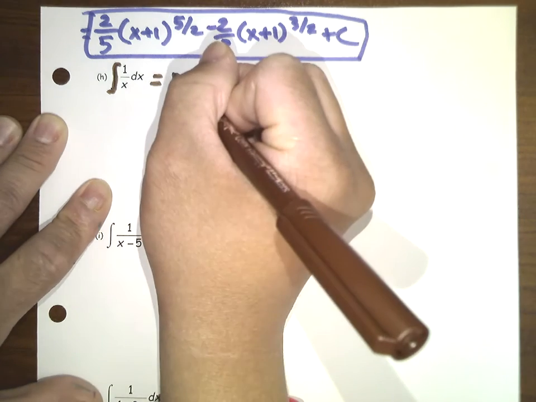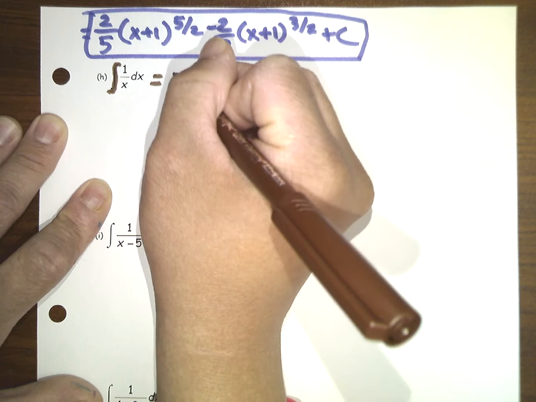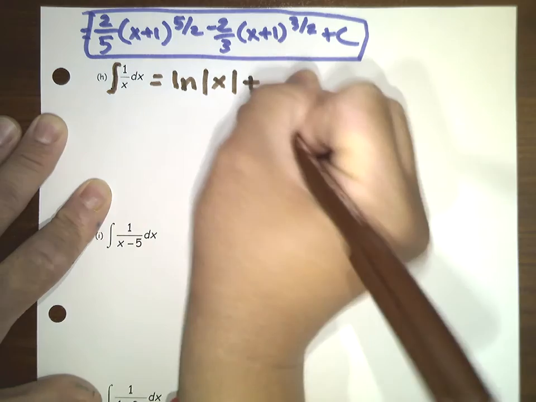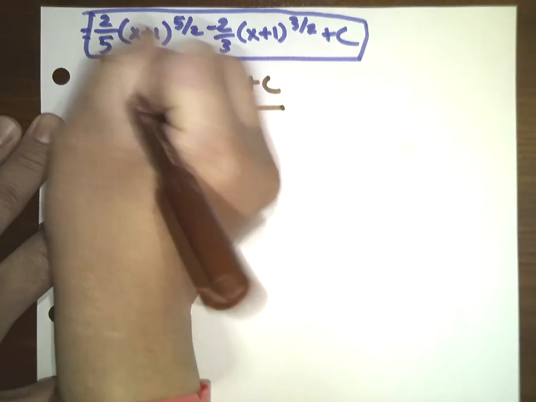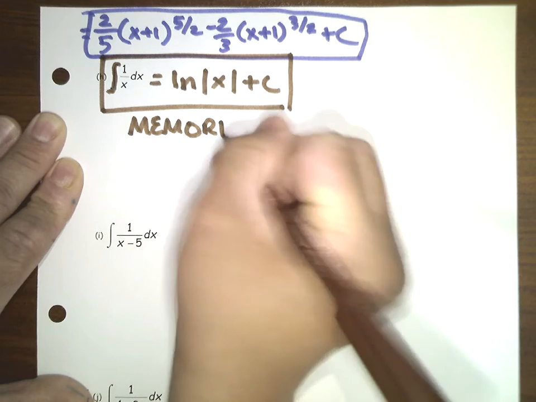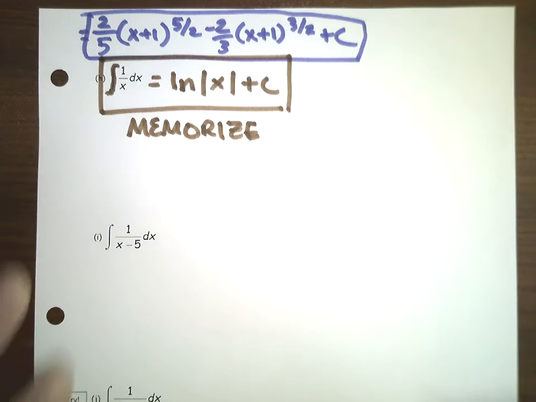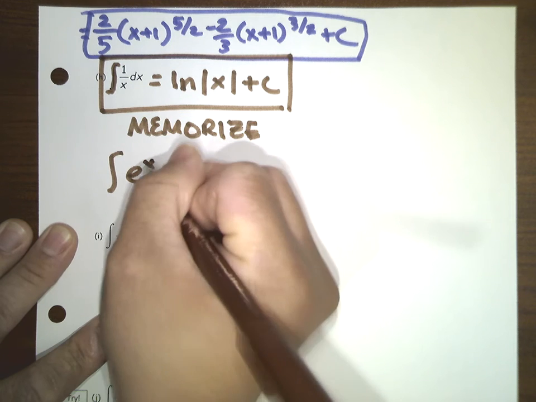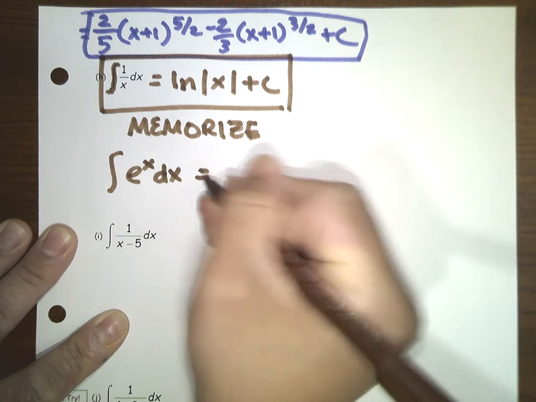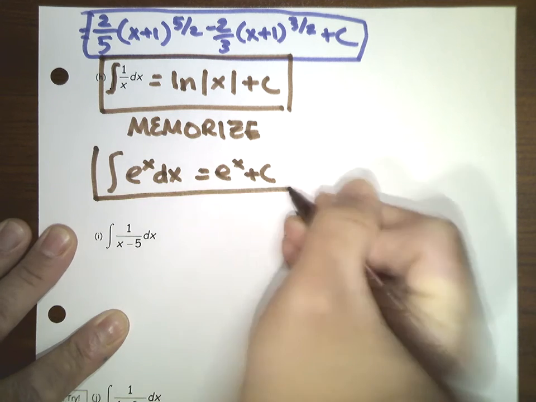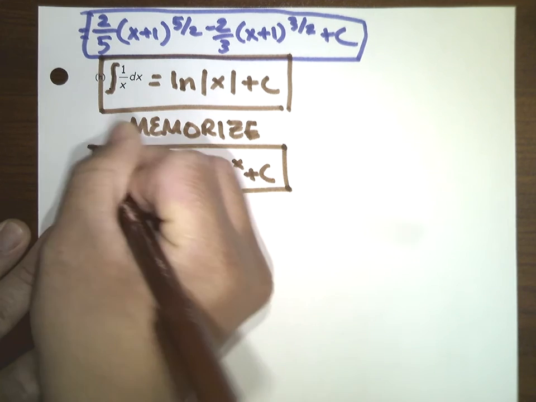So the integral of 1 over x dx is the natural log of the absolute value of x plus c. So memorize that, and then also memorize the integral of e to the x dx is equal to e to the x plus c. So memorize that one as well.